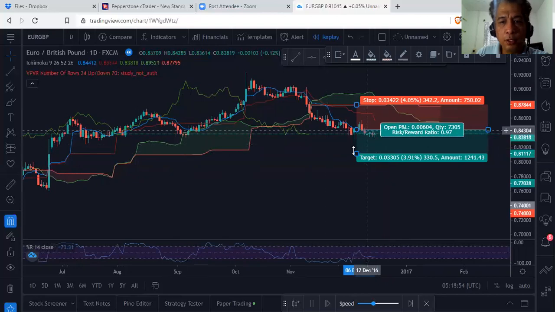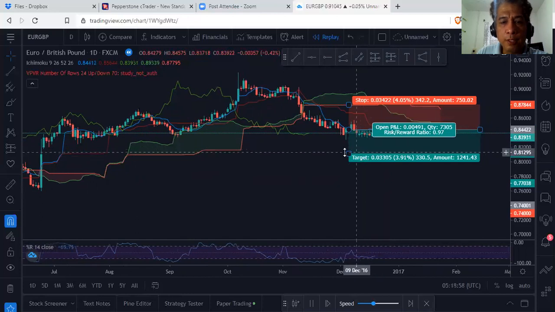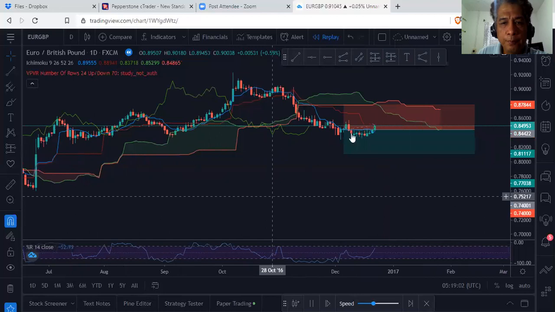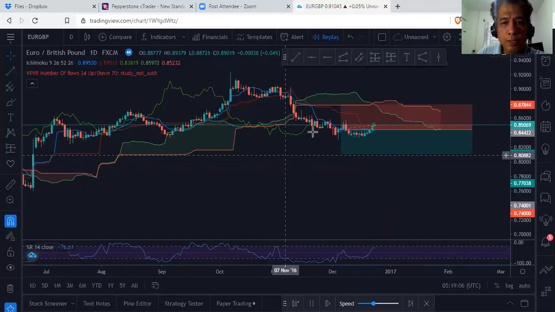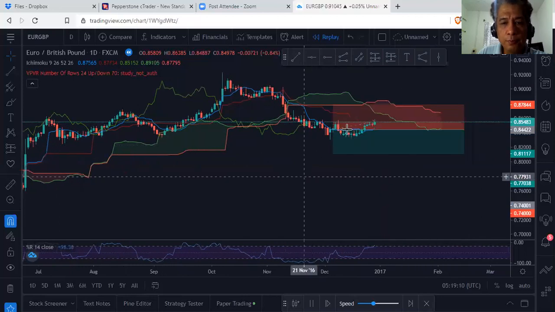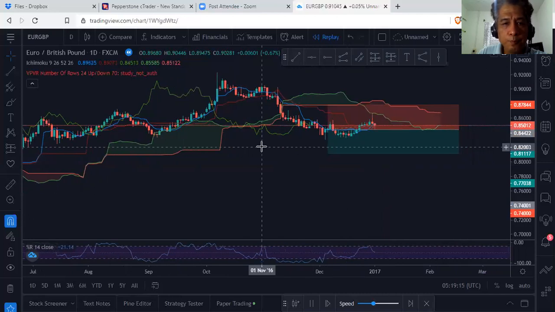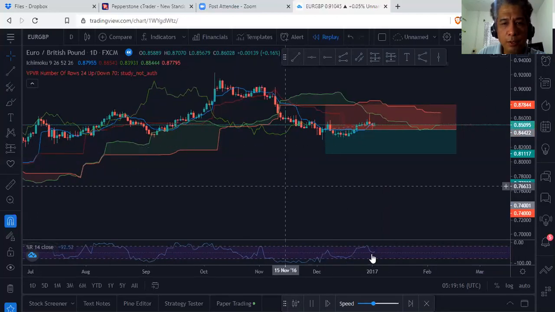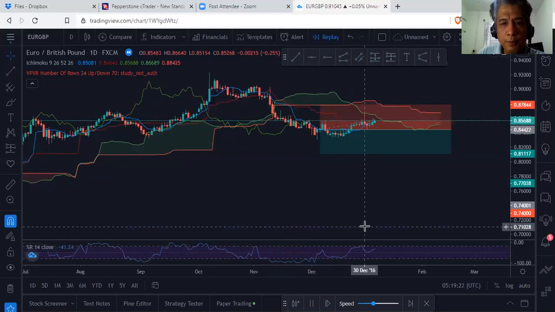So I shorted here. Let's see what the market does. This is not really a PP location, so I'll just trail my stop. Stop loss above Kijun. Price is way below. Cloud is pointing down. One, two, three. Our stop loss is almost hit. And it's a good entry here, a good entry with Williams.